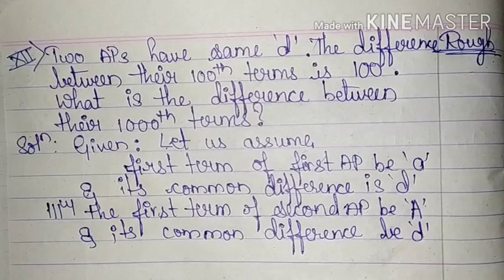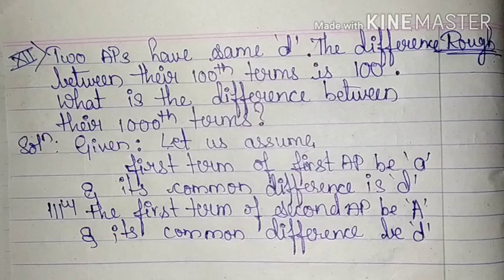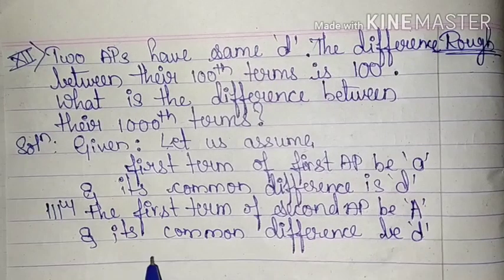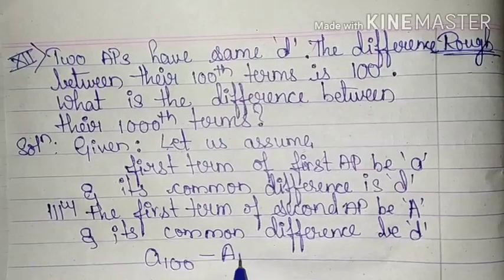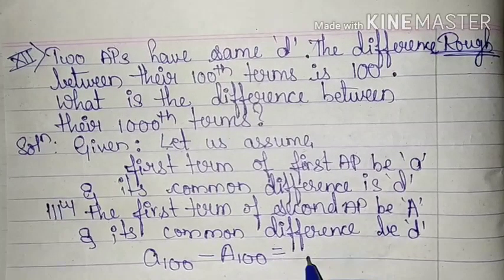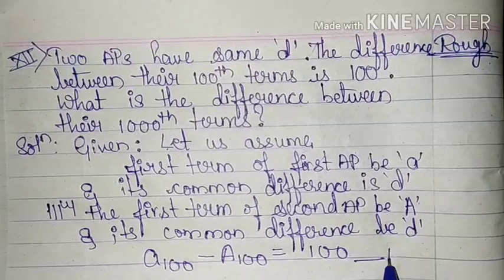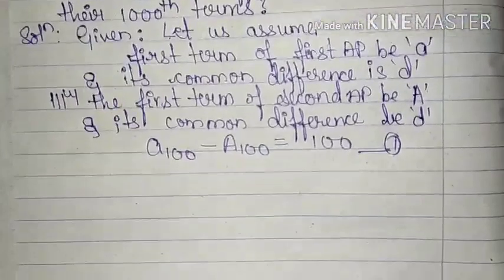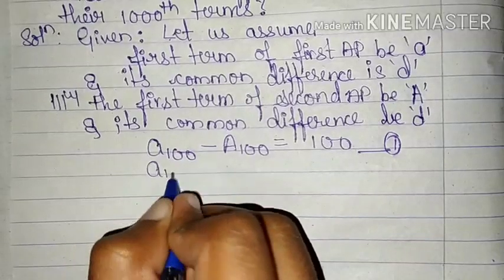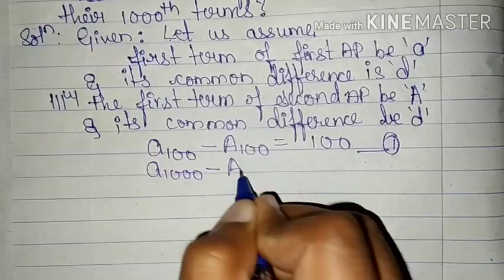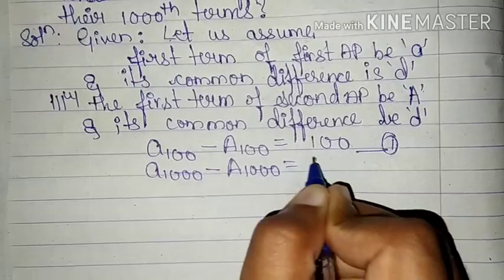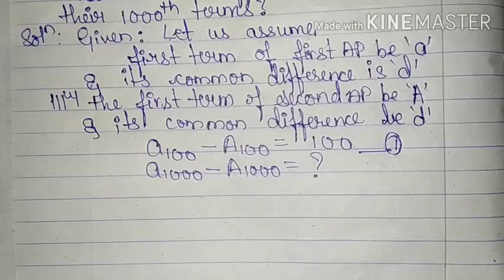Now they have told us that the difference between the 100th terms of both the APs is 100. So I'll write it as a100 minus capital A100 is equal to 100. This is what they have given us. What we have to find? We have to find the difference between their 1000th terms, that is a1000 minus capital A1000. How much is it?